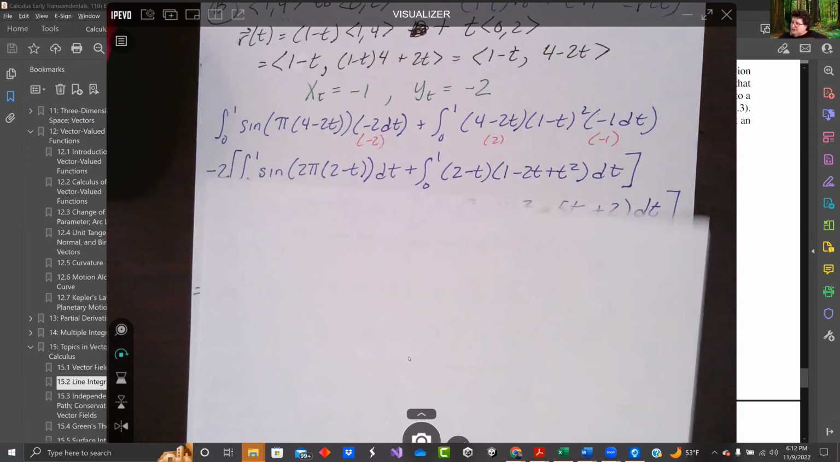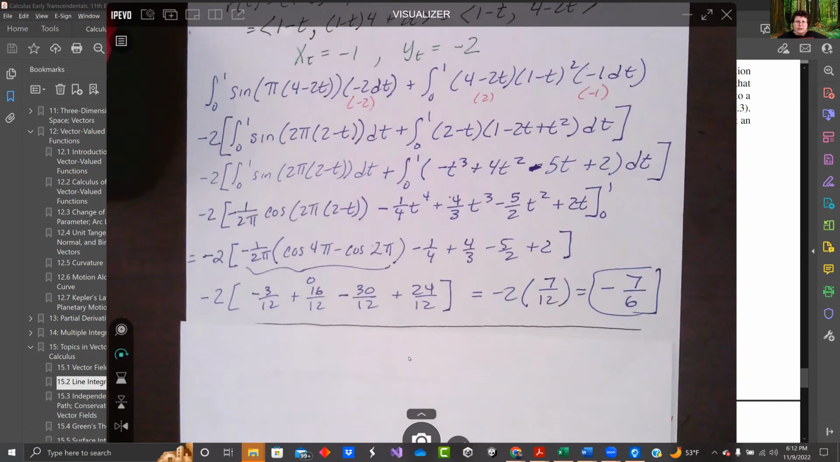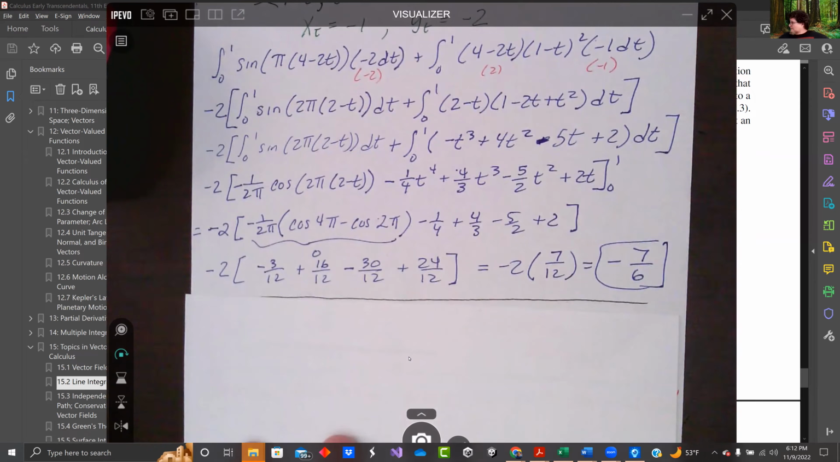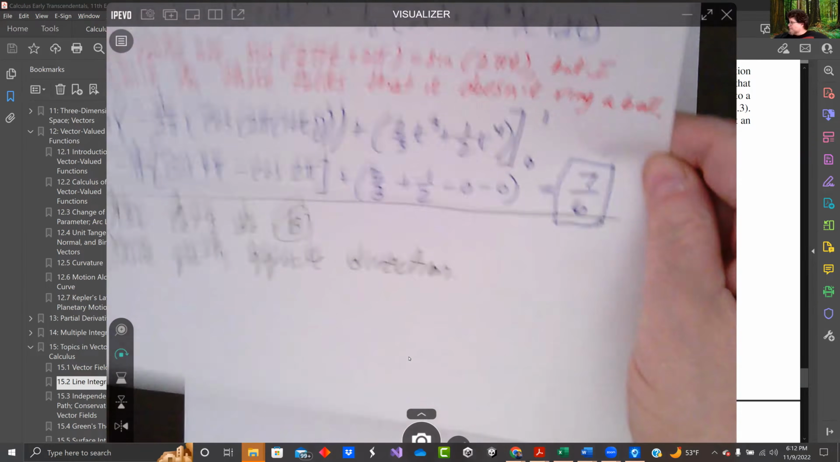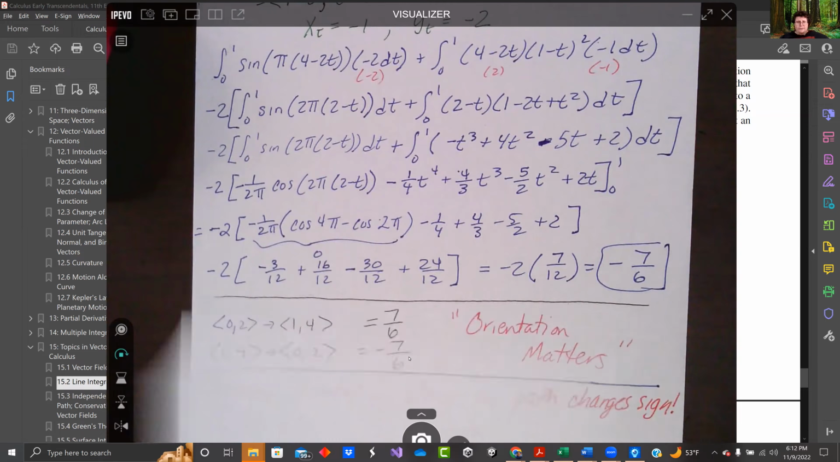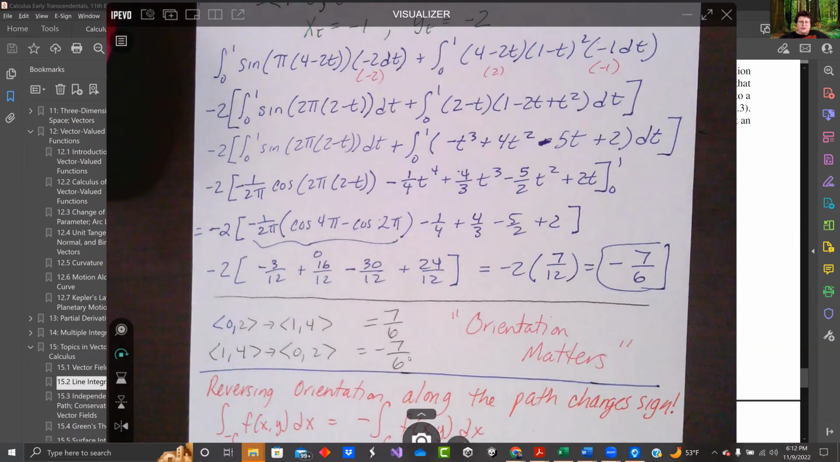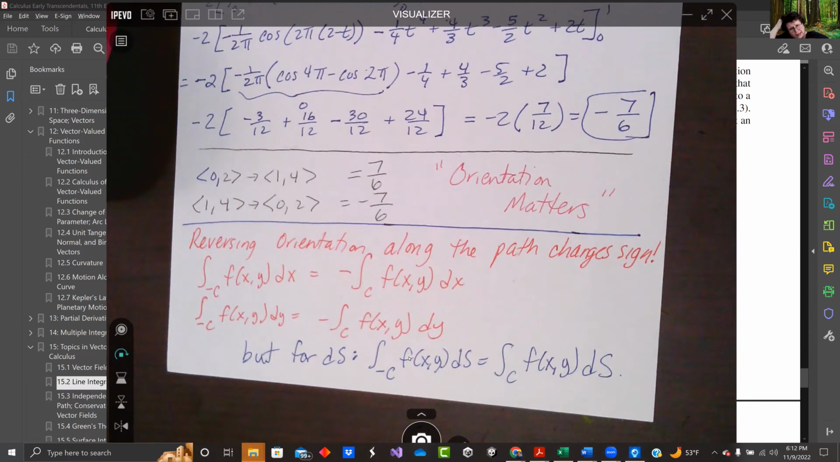And there's a lot of integration here. I suggest you pause it and go over it. I don't want to explain it to you. You know how to integrate sine and polynomials. I end up getting -7/6. If you recall, we got 7/6 last time. So orientation matters. Going one direction had a positive value and going the other direction had a negative value. So reversing orientation along the path changes sign. That's effectively what it does.